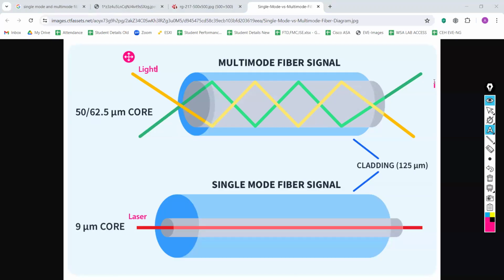This is clear. And the core of your multi-mode fiber will be larger than your single mode. That means what? See, this core is made up of glass. So here you can see the core is 9 micrometer, and here it is 62.5 micrometer. That will be comparatively large because it has to accommodate more signals. That is why. Is that clear?